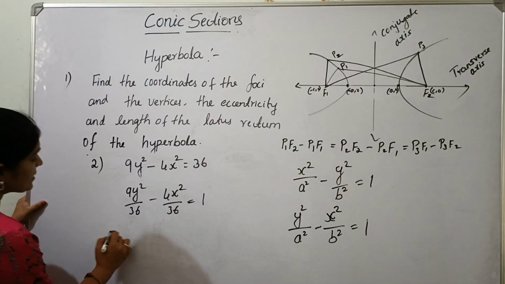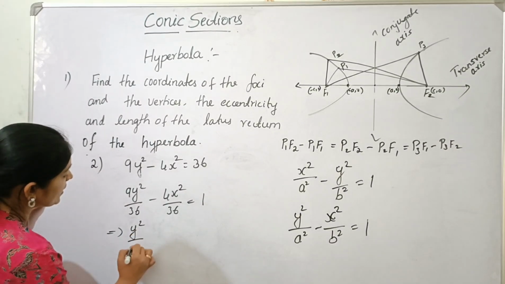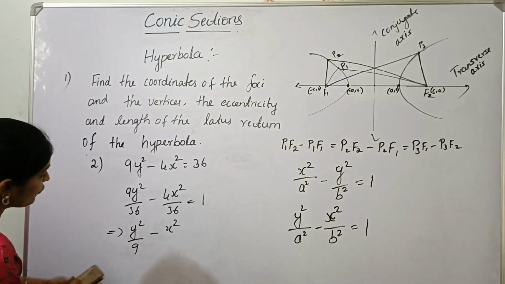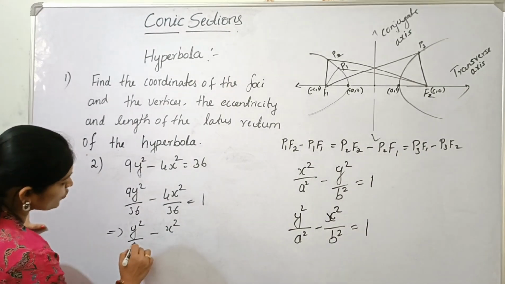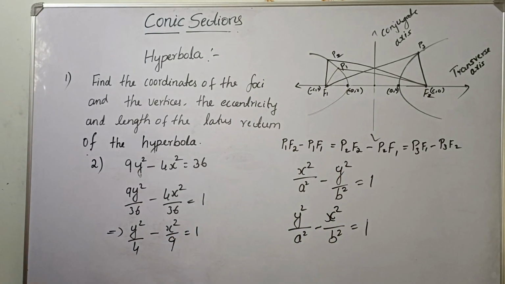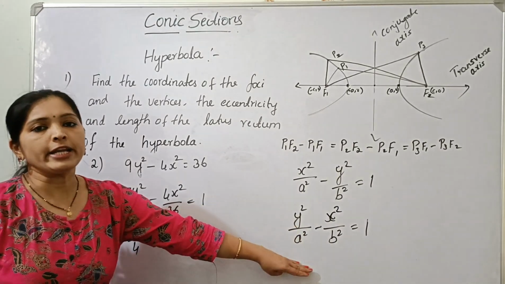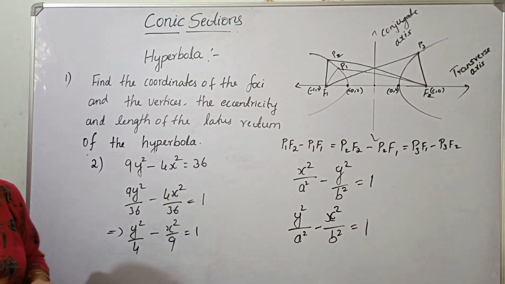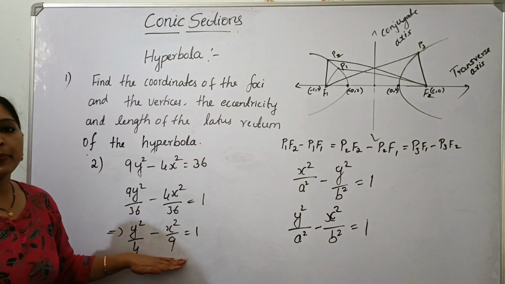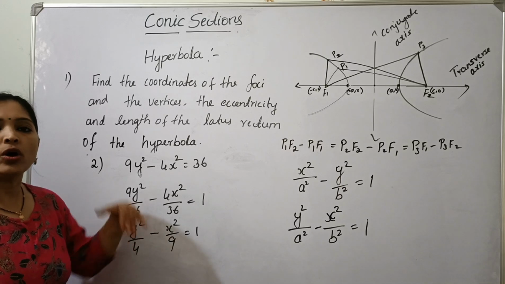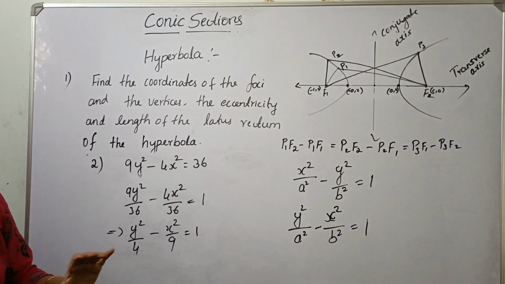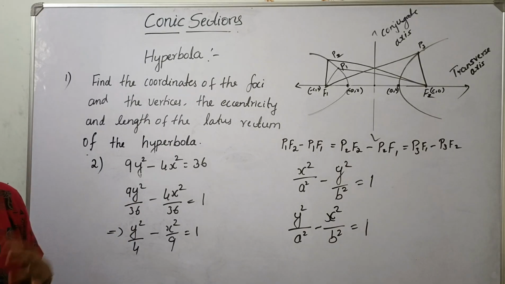That implies y square by 4 minus x square by 9 is equal to 1. It is the equation of the form of the second equation, that is y square by a square minus x square by b square is equal to 1. That means this hyperbola is along the y-axis, therefore foci and vertices are lying on the y-axis. Here the x coordinate is 0.